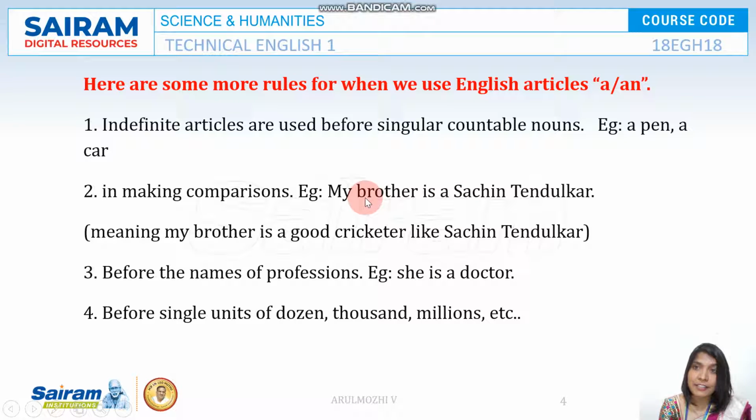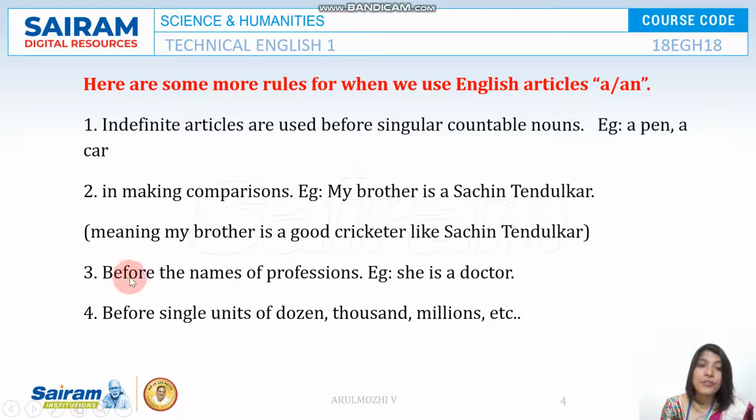Again, you must have seen, he is a lion in the class, meaning he is as strong as a lion. His strength is compared with lions. So that is why we say a Sachin Tendulkar, a lion, a Shakespeare, or something like that.